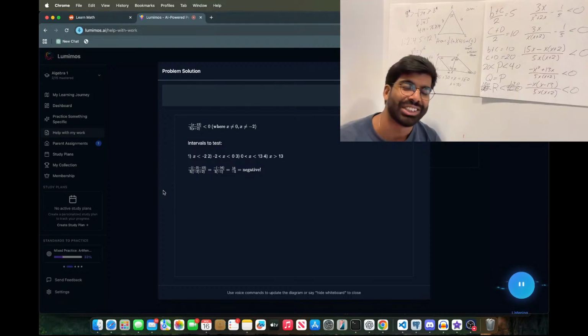Oh, yeah. So I would have to pick all the answers less than -2 and greater than 13, because I forgot to calculate the denominator. It can be negative because of the x plus 2. That makes sense.